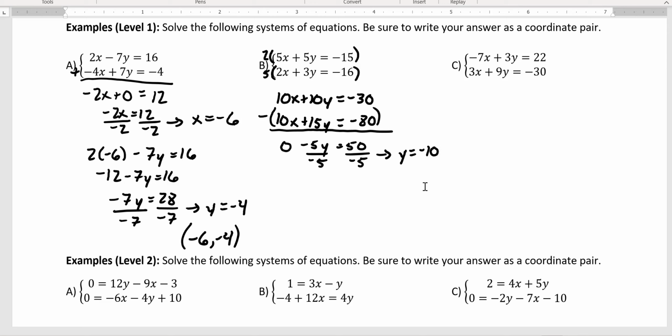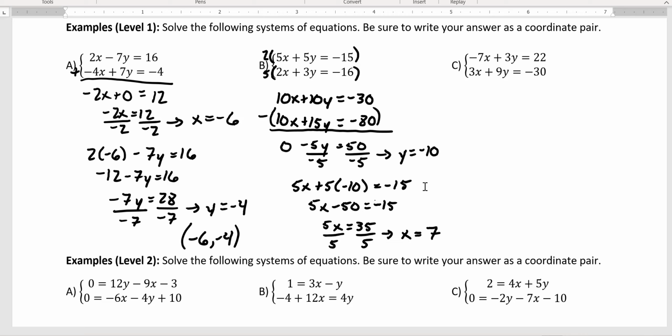negative 10. So now that I know y is negative 10, plug it into either of these equations. I'm going to do the top one. 5x plus 5 times negative 10 equals negative 15. That means that 5x minus 50 is negative 15. Add 50, so I get 5x equals 35. Divide by 5, divide by 5, and I find that x equals 7. So my solution for this one would be 7, comma, negative 10.